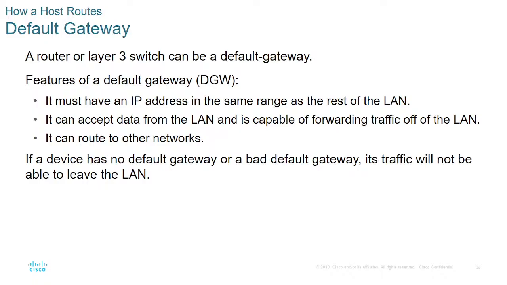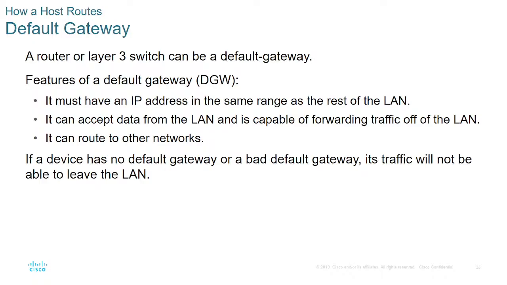So a router or a layer 3 switch can act as a default gateway, and the features of the default gateway are very simple. Number one, it must have an IP address in the same range as the rest of the devices on the local area network. It should be able to accept data from the local network, and is also capable of forwarding traffic off the LAN, meaning that it can receive data from the local area network and forward it outside the local area network. That's the whole idea of the router or layer 3 switch. And of course, it should be able to route to other networks.